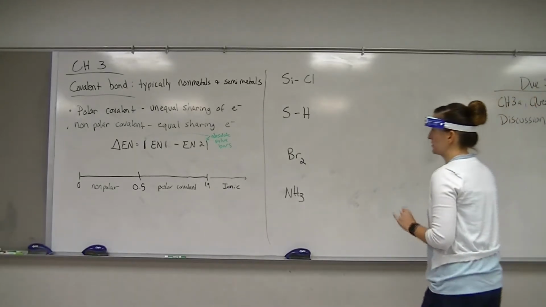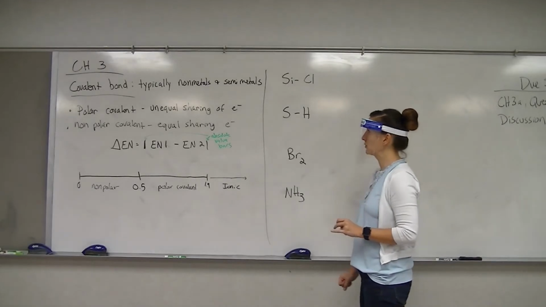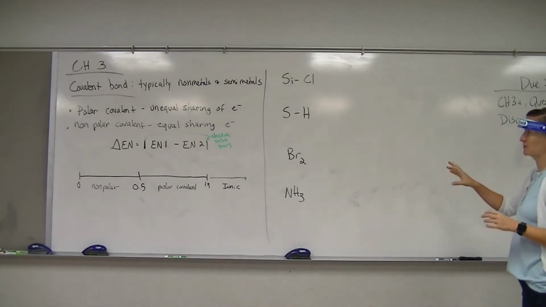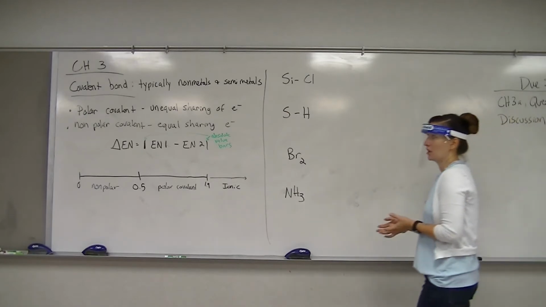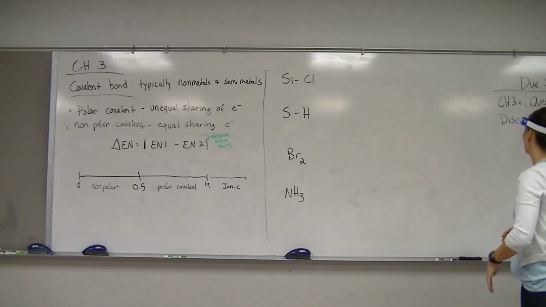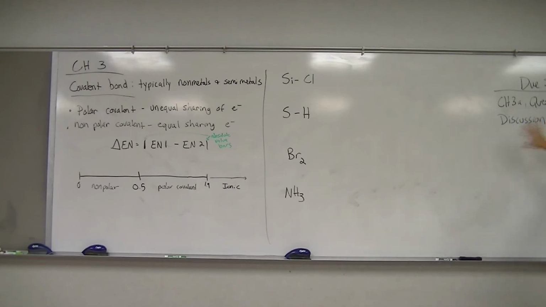Alright, so we're starting chapter 3 today. So we'll cover naming covalent compounds. We'll probably start talking about ionic, but we won't get all the way through ionic, so we'll continue with that on Thursday. What is due this week are the chapter 3A questions. So chapter 3 is longer than chapter 2, so it's going to take us 2 weeks to get through it.